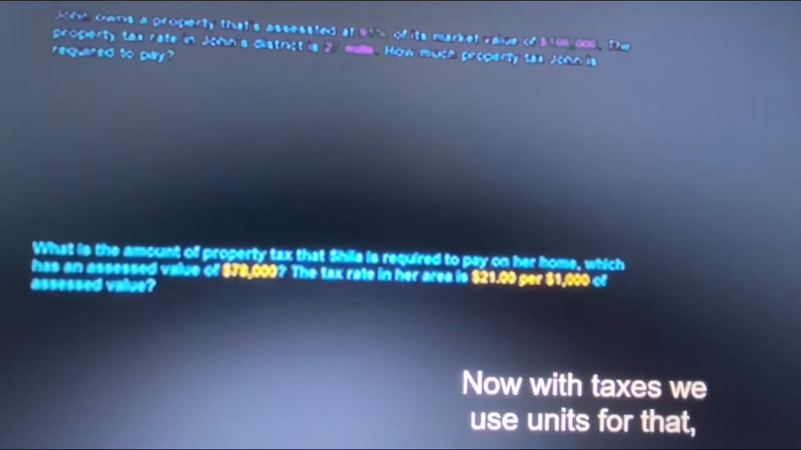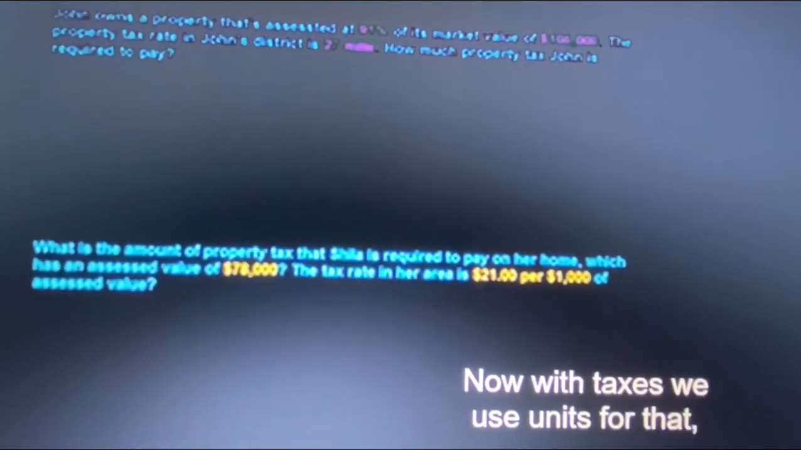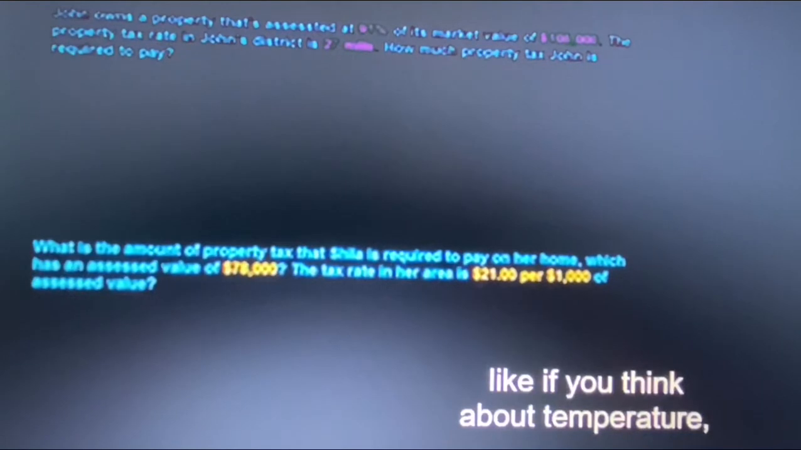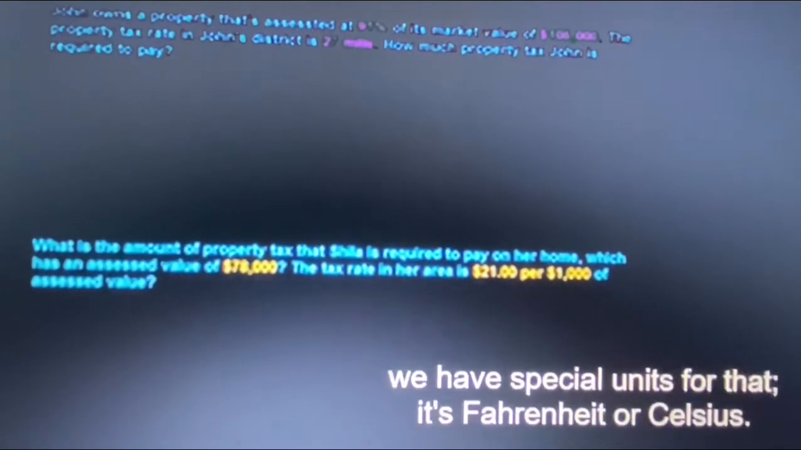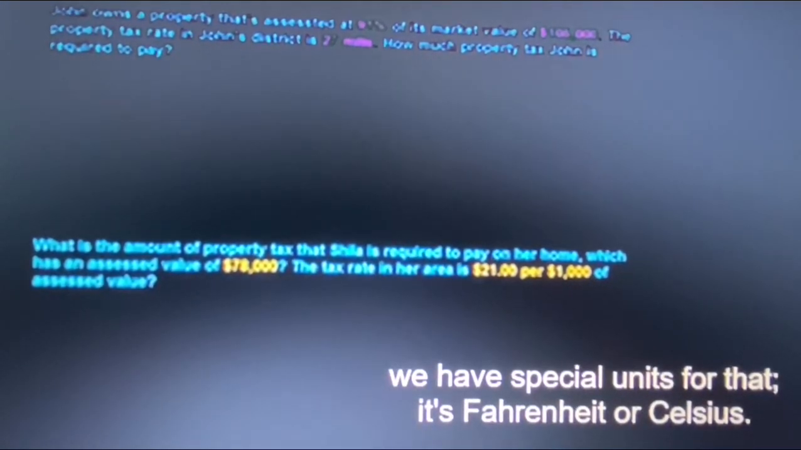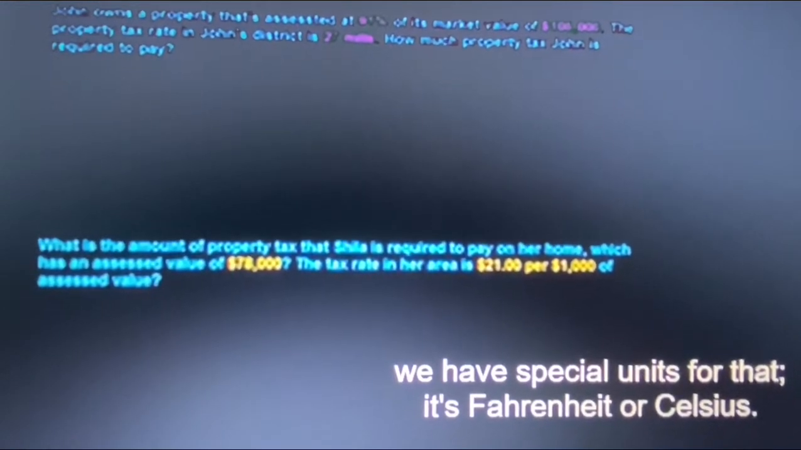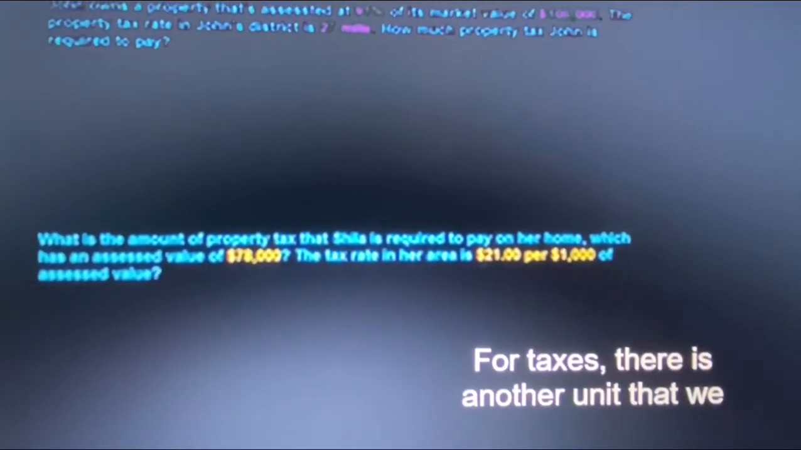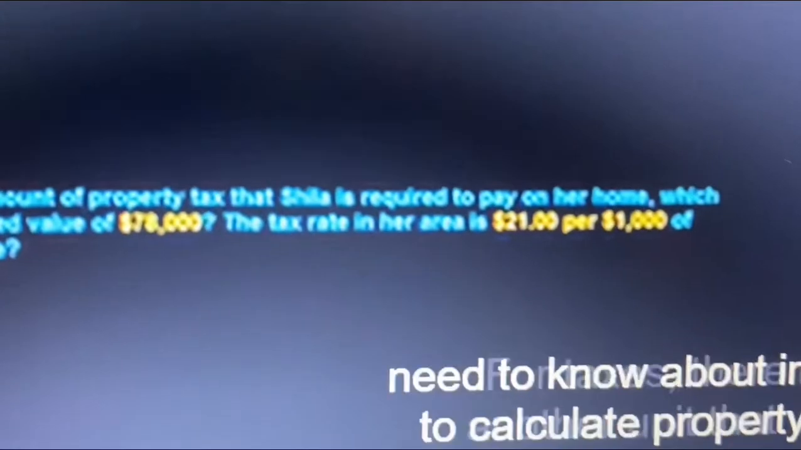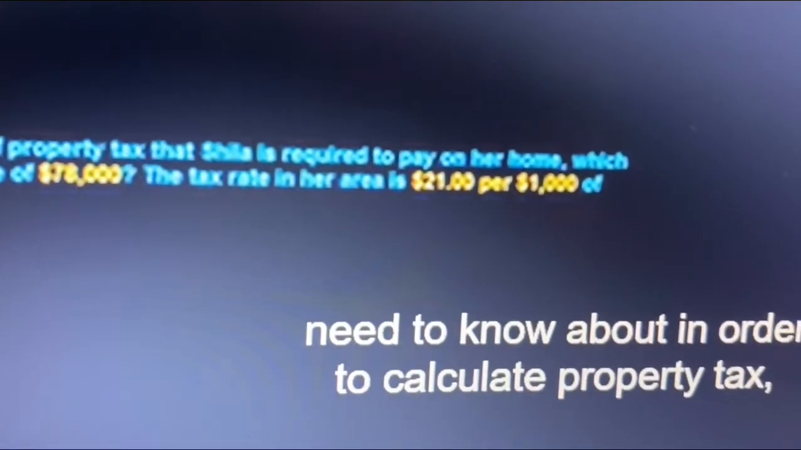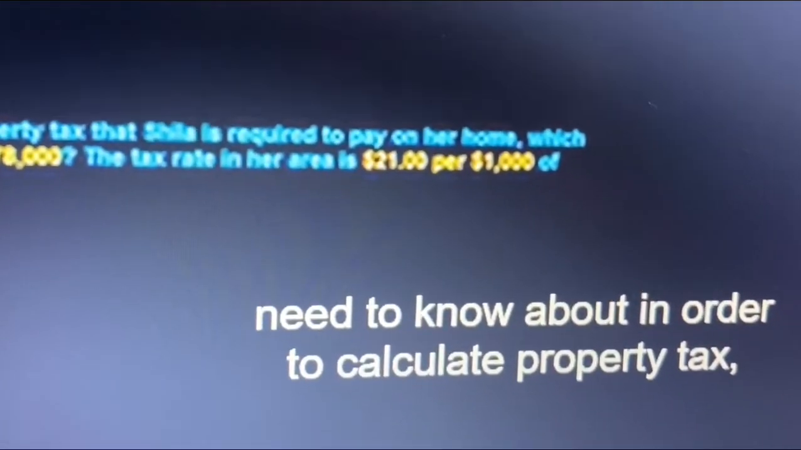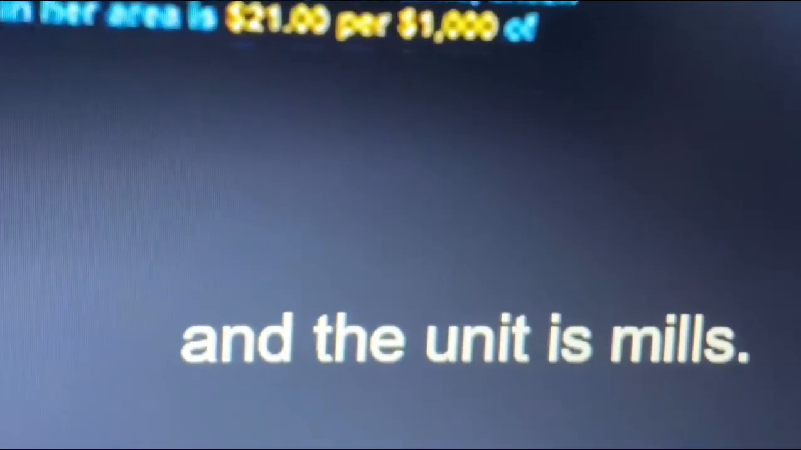Now, with taxes, we use units for that. Like if you think about temperature, we have special units for that, Fahrenheit or Celsius. For taxes, there is another unit that we need to know about in order to calculate the property tax, and the unit is mills.